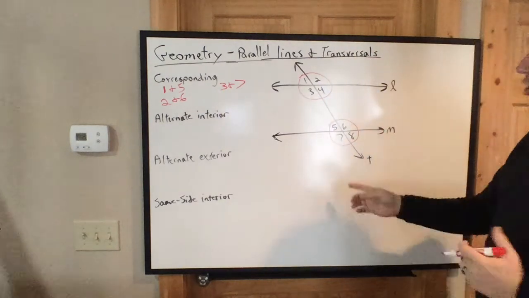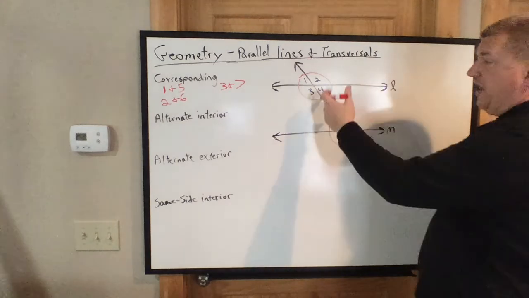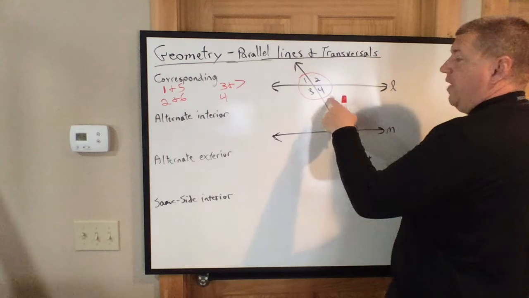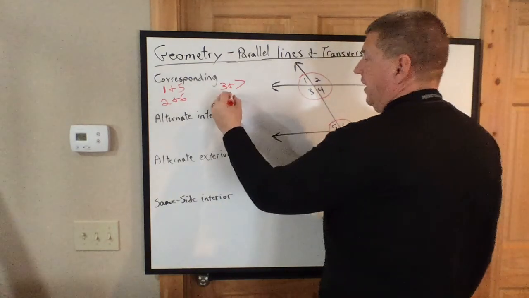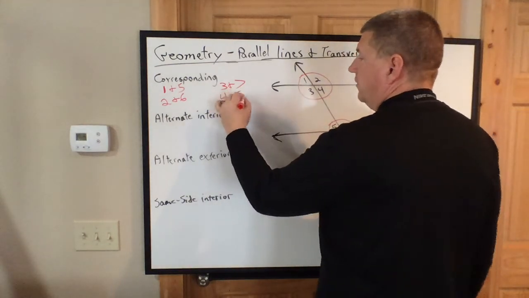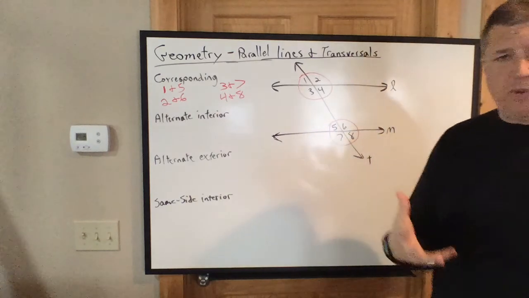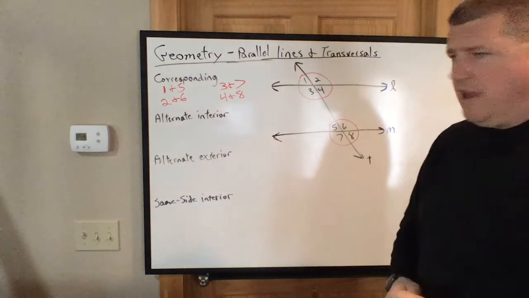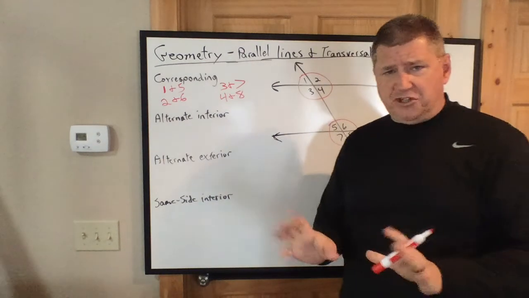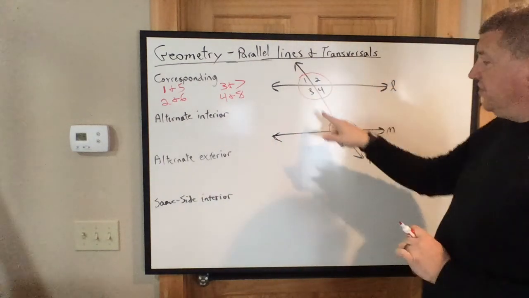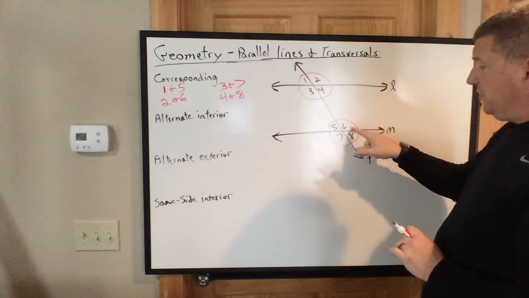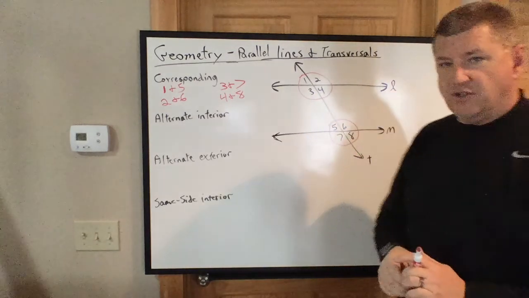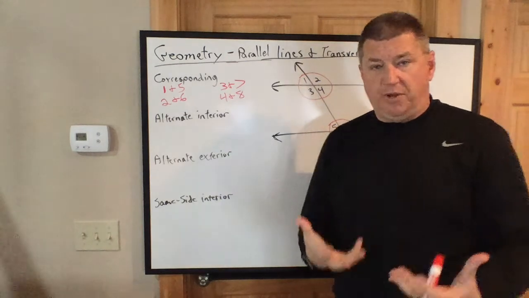And our last ones, the only two that are left, are angle 4 and angle 8. Angle 4 is in the lower right-hand corner. Angle 8 is also in the lower right-hand corner. So that's our relationship between corresponding angles. We'll talk about some other things to go with this in a different video, but today we're just talking about the relationships. Angle 1 is in the same position as 5, 2 is in the same position as 6, 3 is in the same position as 7, and 4 is in the same position as 8. That is their corresponding relationship.